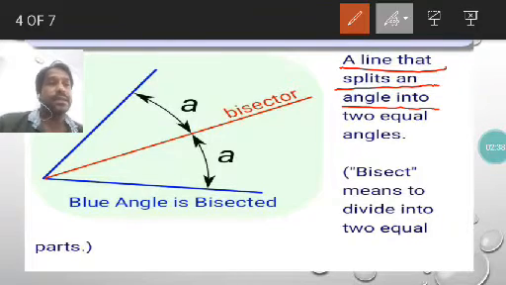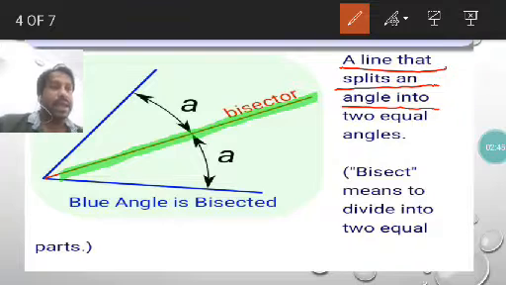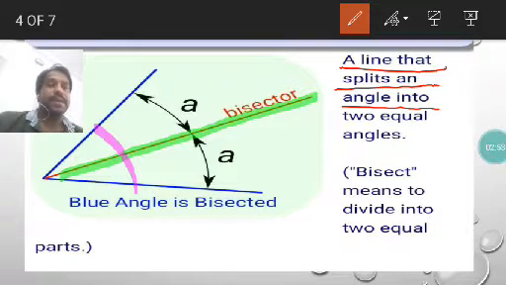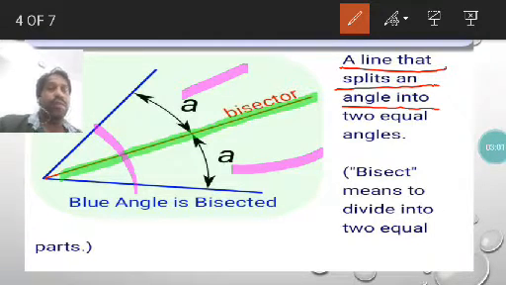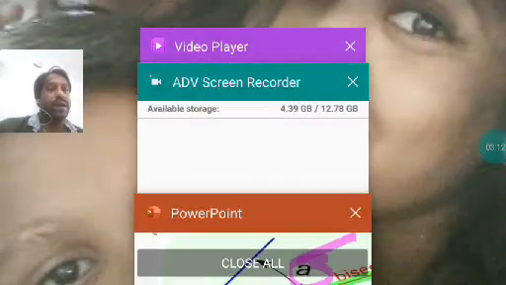Here is that line. See here, let me change the ink. This is the line here and this is the angle here. Clear? So this angle is being bisected by this green line, and it means that the angle will be in two parts. Here is part 1, here is part 2. Both the parts are equal. Why? Because this is given as A and A. So this is called the concept of angle bisector. On this I have made one video, and I would like to show you that video here.